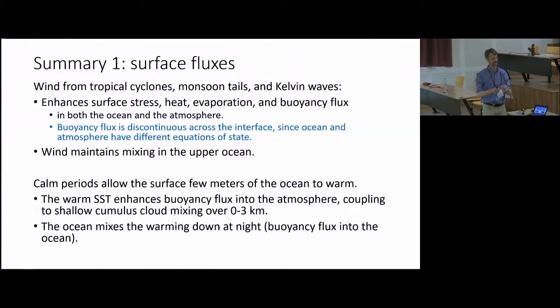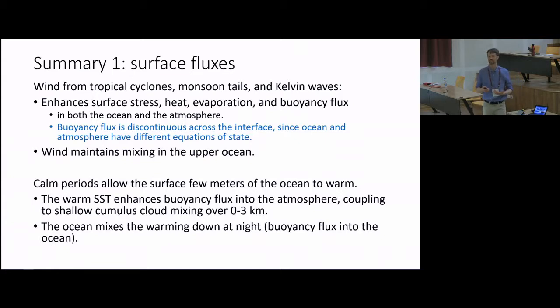virtual temperature flux, which is the difference in density between water vapor and air, is an important part of the atmospheric buoyancy flux at these high temperatures. It's proportional in some sense to the salinity flux in the ocean, which is a buoyancy flux, but it isn't the same at all. The proportionalities are determined by different physical coefficients, because the ocean and the atmosphere obviously have different equations of state. And the wind maintains mixing in the upper ocean.